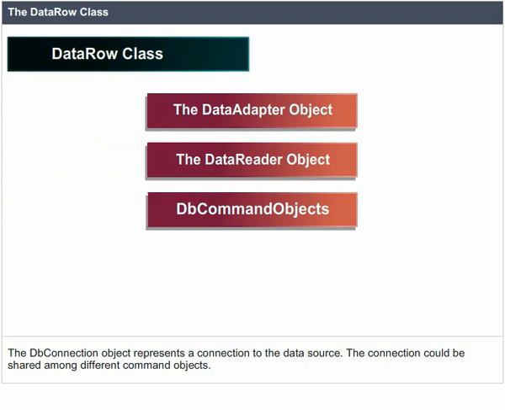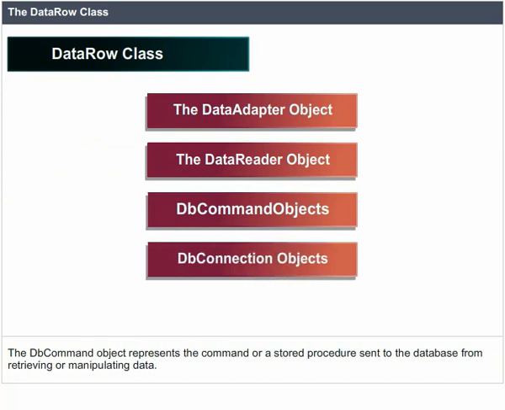DbConnection object. The DbConnection object represents a connection to the data source. The connection could be shared among different command objects. DbCommand object. The DbCommand object represents the command or a stored procedure sent to the database for retrieving or manipulating data.